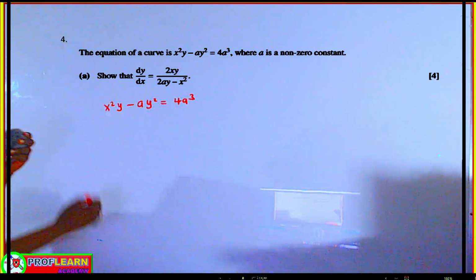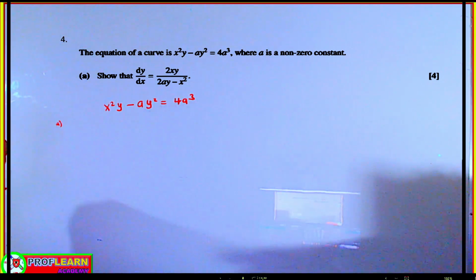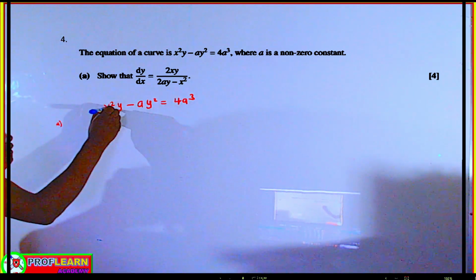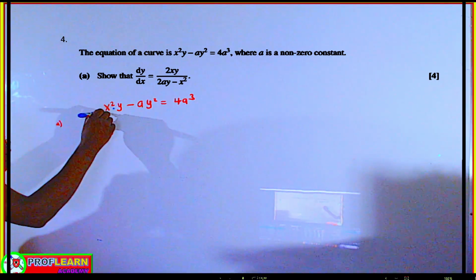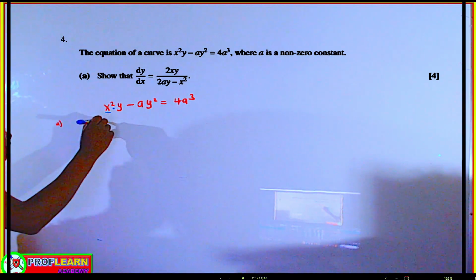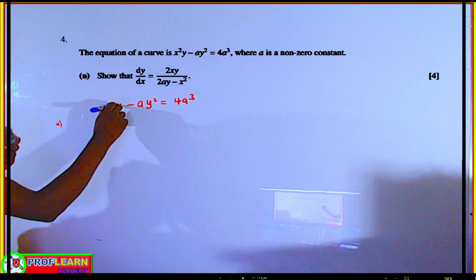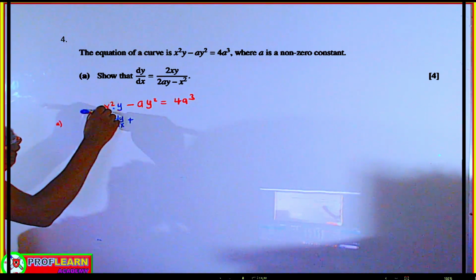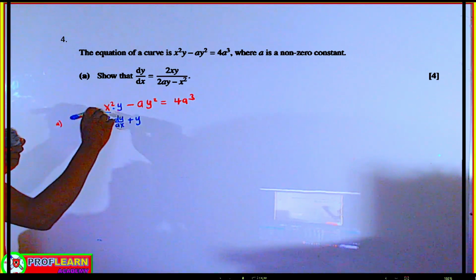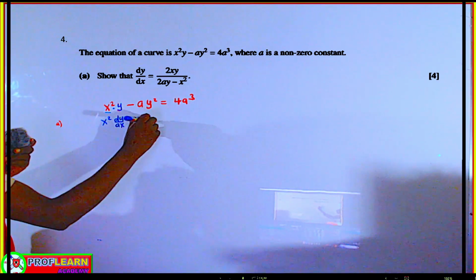And then we're supposed to show the first part, that dy dx is equal to 2xy over 2ay minus x squared. So we are going to do implicit differentiation the way we were doing in the previous question. Here we use the product rule because x and y are multiplied. We start by keeping x squared constant, so it is x squared, and we differentiate y, getting dy dx. Plus, now we keep y constant and differentiate x, so this is going to be 2x.